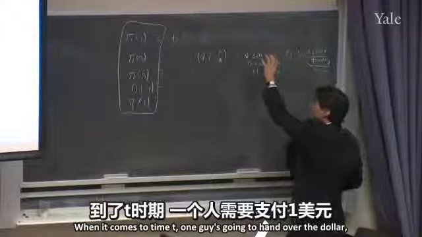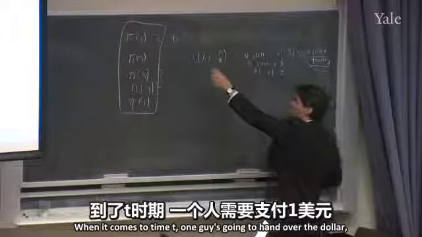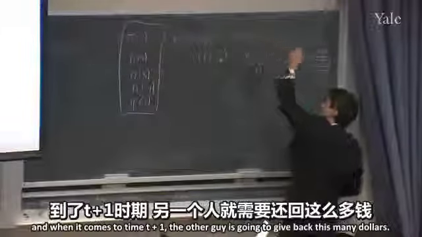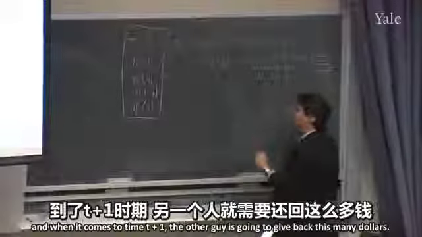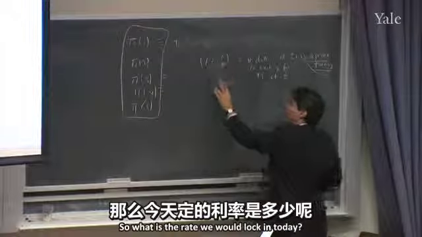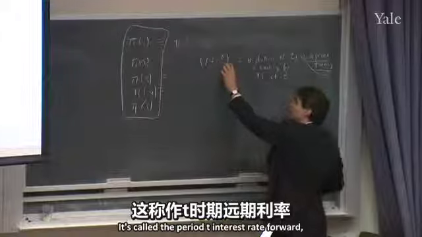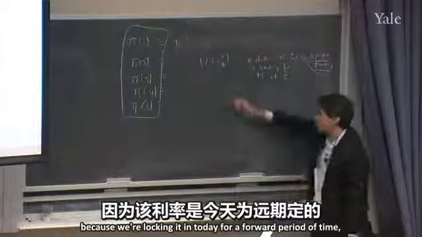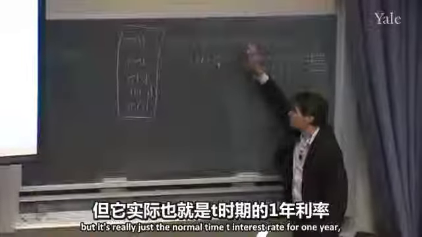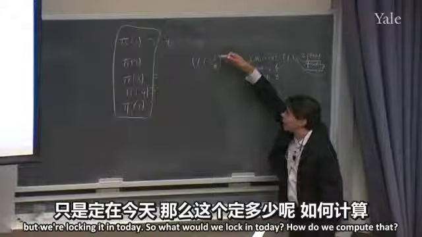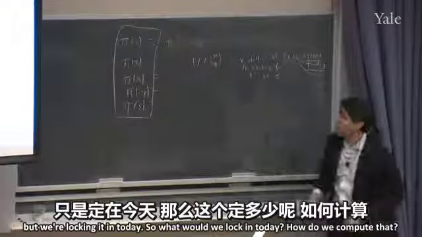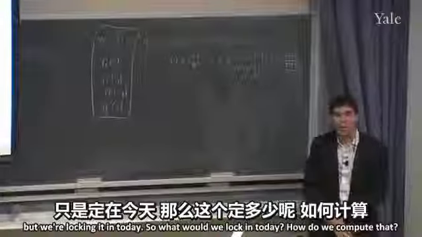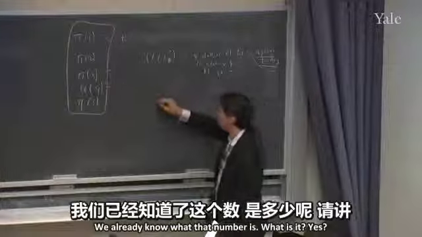When it comes to time t, one guy's going to hand over the dollar, and when it comes to time t plus 1, the other guy's going to give back this many dollars. So what is the rate we would lock in today? It's called the period t interest rate forward, because we're locking it in today for a forward period of time. But it's really just the normal time t interest rate for 1 year, but we're locking it in today. So what would we lock in today? How do we compute that? We already know what that number is.